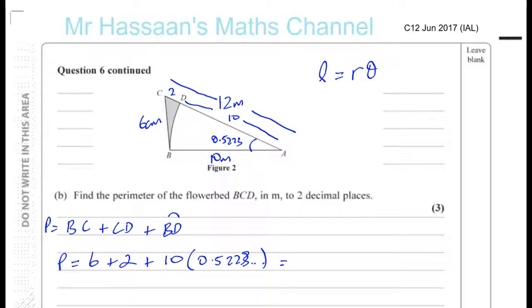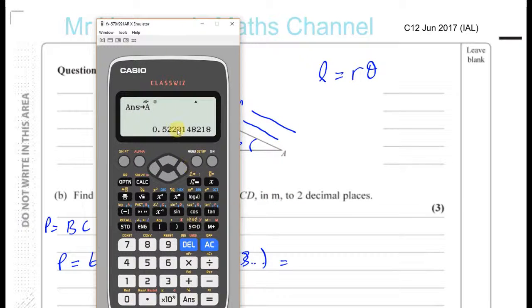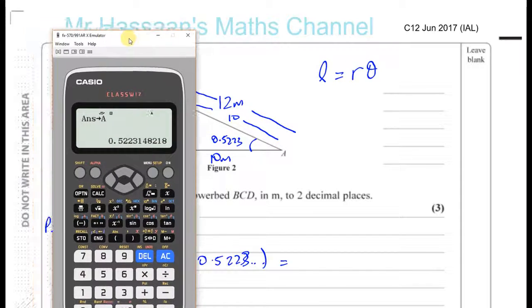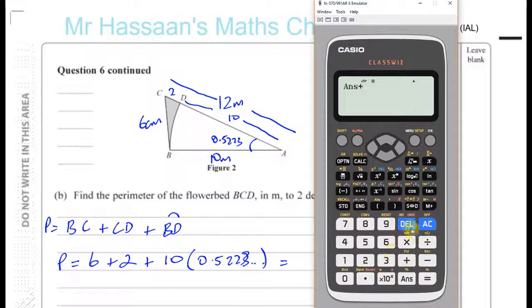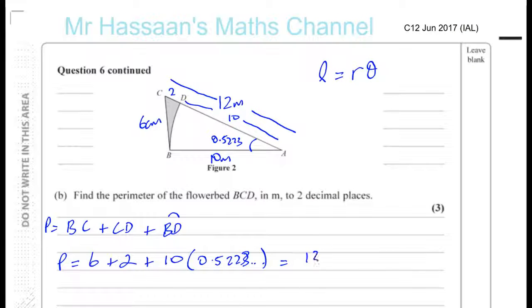0.5223 whatever. Okay, so that is going to give us the perimeter of the flower bed, and we're going to give it in meters to 2 decimal places. So I'll use this answer and multiply that by 10, which is 5.223, plus 6 plus 2, which is 8, plus 8, which gives you 13.223. But we want the answer to 2 decimal places, so that's 13.22 meters. That's the perimeter of the shape of the flower bed part.